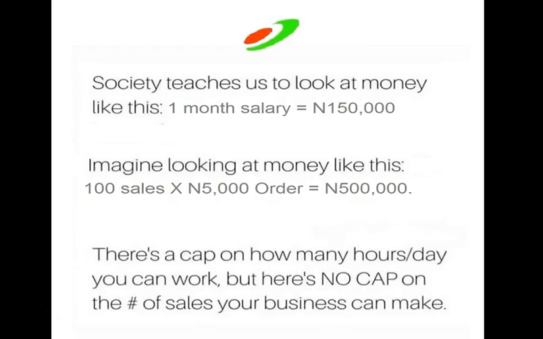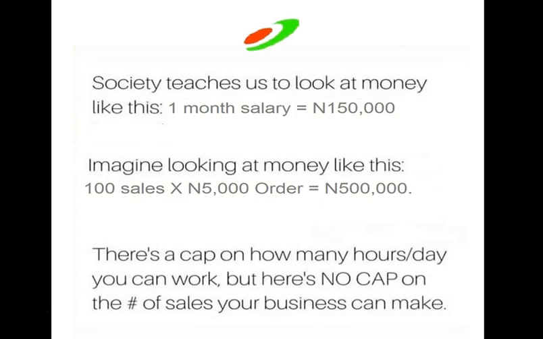You see, society teaches us to look at money this way. Salary. So your 1 month salary could be equal to maybe 150,000. In fact, some people don't even earn up to 150,000. But let's even say you earn 150k. Imagine looking at money like this.